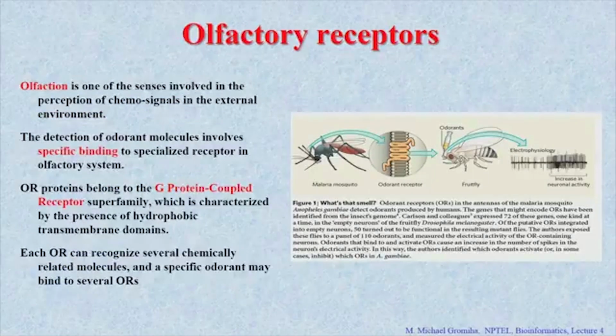So, olfaction is one of the senses involved in the perception of chemo signals, right. So, how do we get these olfactions? Taste and smell, right. If you see malaria, it is one of the major causes because the mosquitoes can recognize humans, right. This is why mosquitoes bite and then cause malaria. If mosquitoes cannot get this olfaction, cannot recognize humans, then we do not have any problem, right.